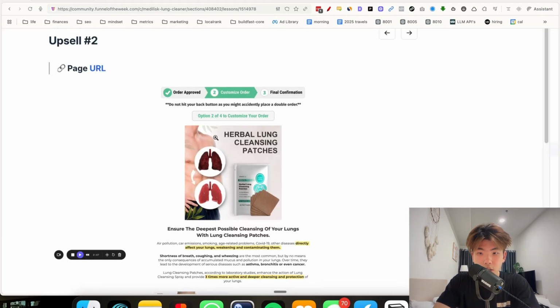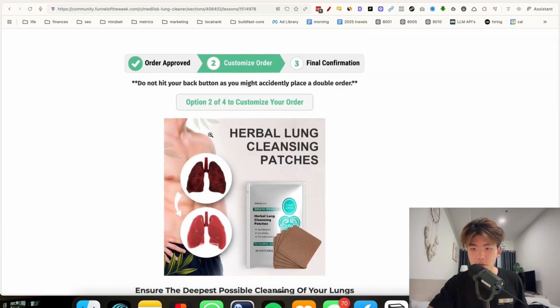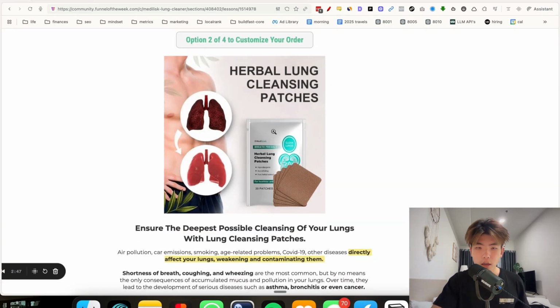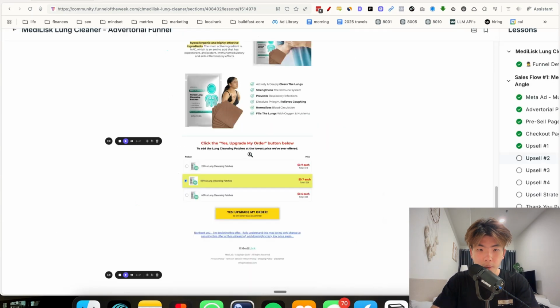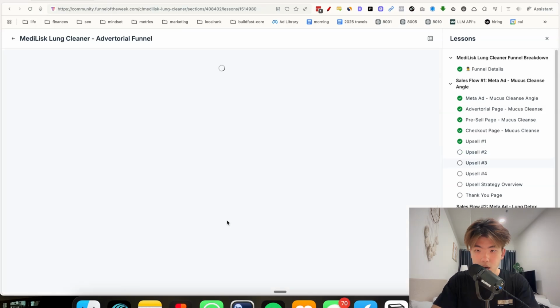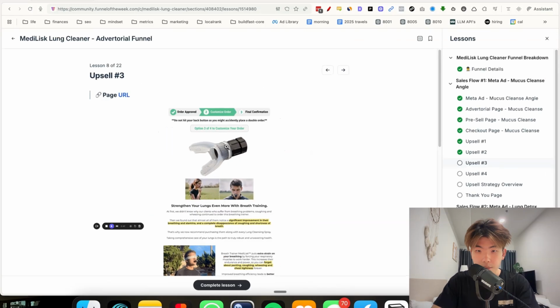And then they have a second upsell, which is selling something different. In the e-com world, typically in the first upsell they'll sell the same thing you just bought, and in the second upsell they'll sell you something that helps you achieve the goal you want. In this case, the person probably has lung issues, so they also sell these patches that help the person get their desired goal of having better lungs. So they sell more complementary stuff. And then I guess they have a third upsell, an asthma thingy.